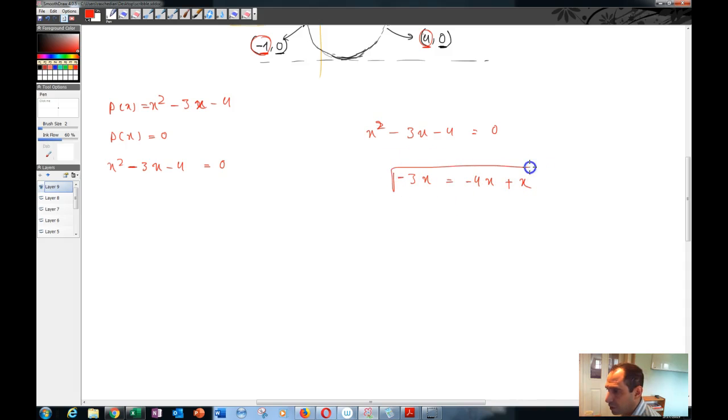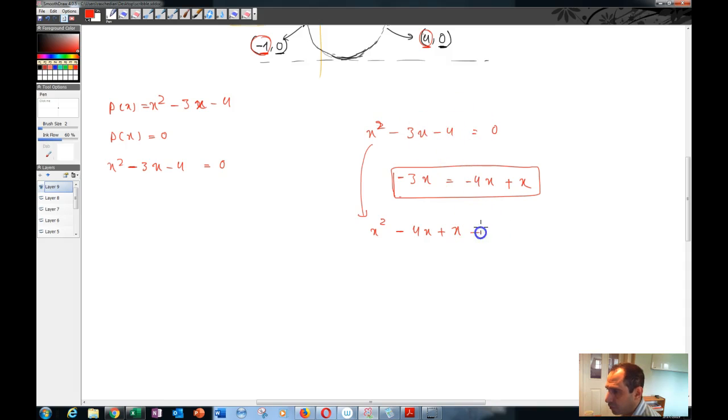Now, this was something easy, I could simply see it, but it's not always easy, and for the same reason we have some techniques to do the same thing. We will get there, of course, and I'll show you how to do that as well. But now let's say that negative 3x is equal to negative 4x plus x. So based on this, I can write this as x squared, and instead of negative 3x, I'm going to write negative 4x plus x.